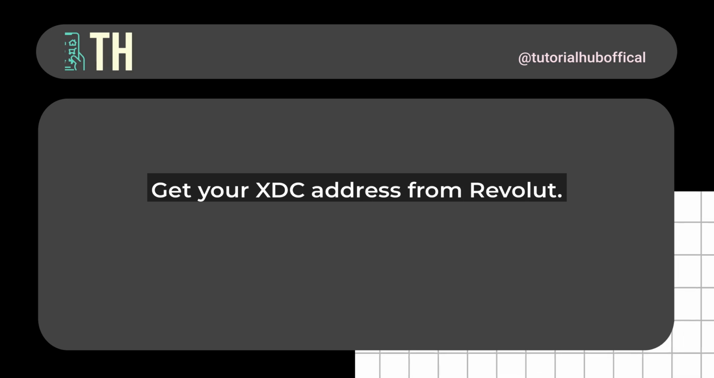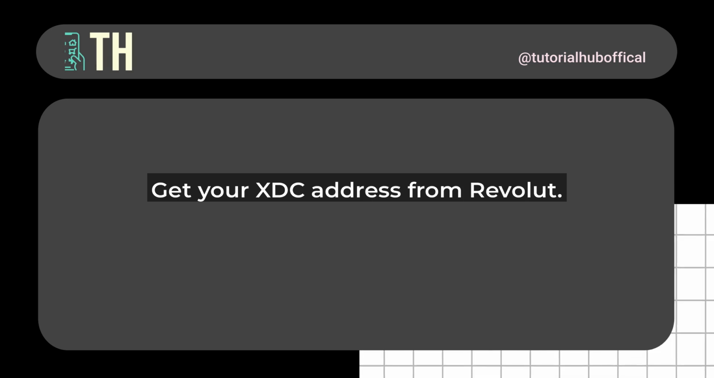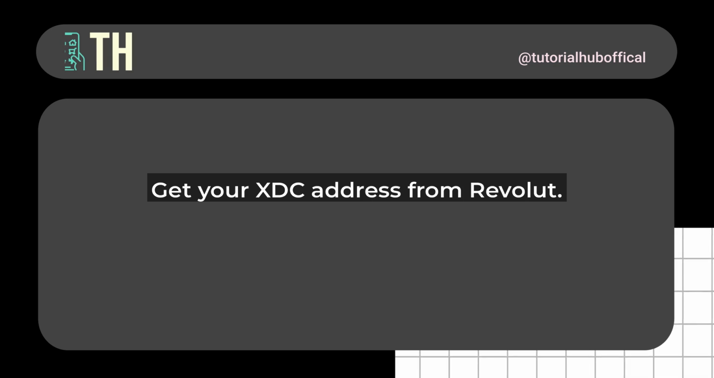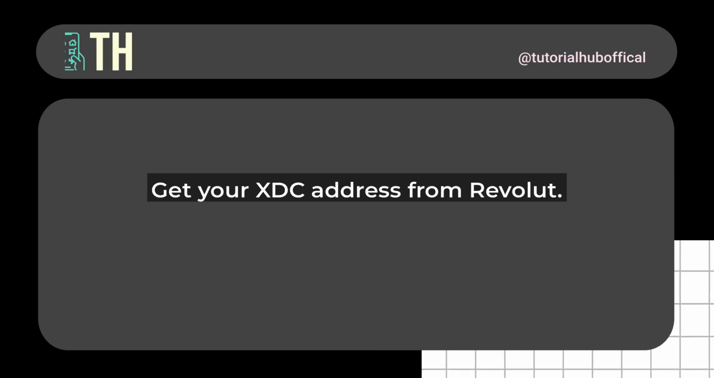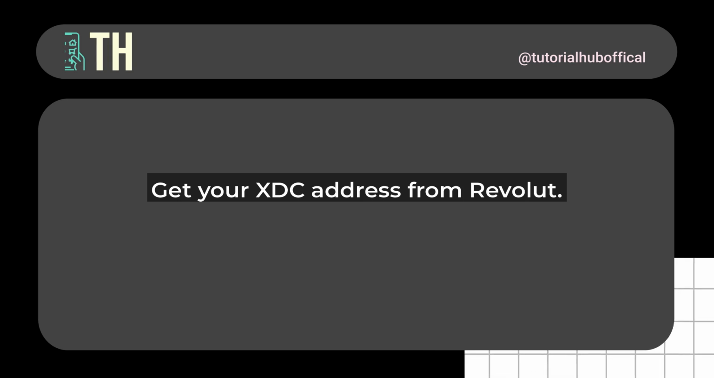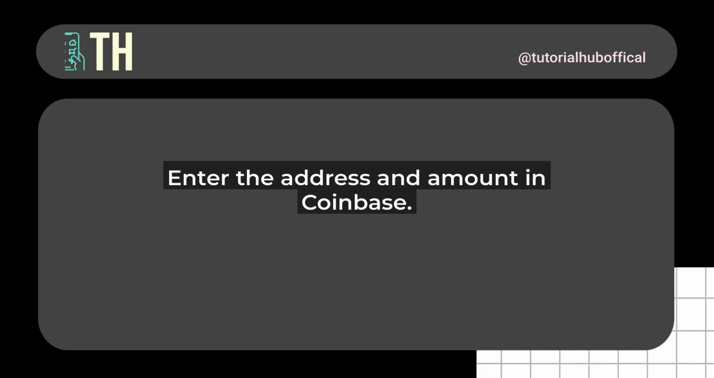Step 2. Hit the Send or Withdraw button. This will prompt you to enter the recipient's wallet address. Now, switch to your Revolut app, go to the crypto section, and copy your XDC wallet address. Double-check this address, it's crucial to avoid any mistakes.